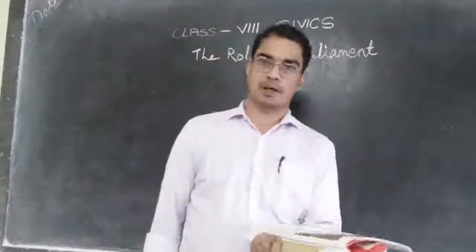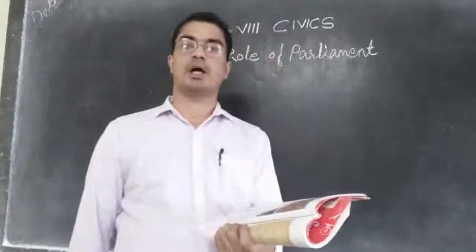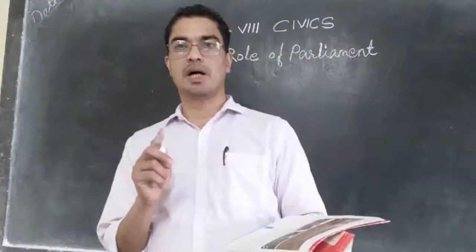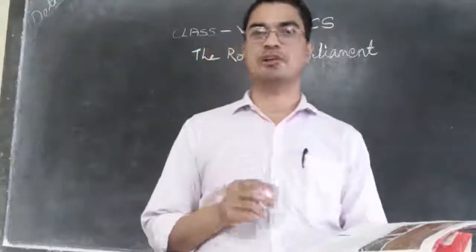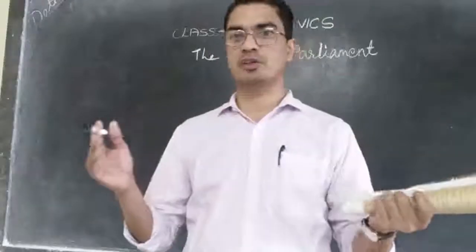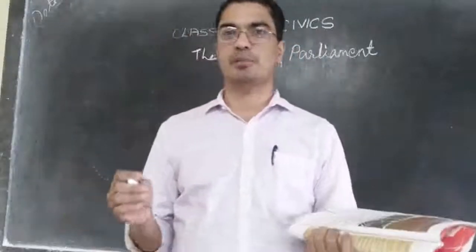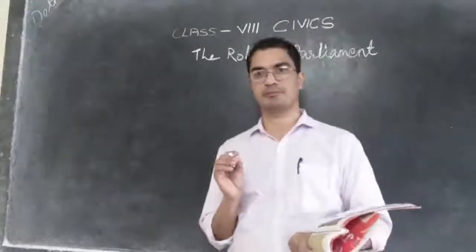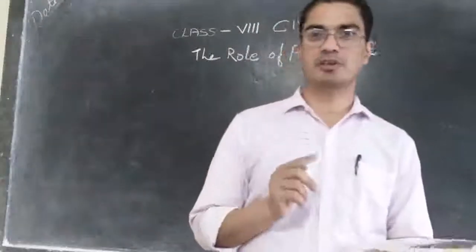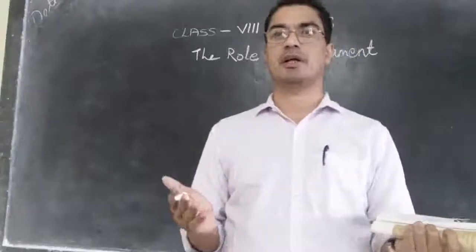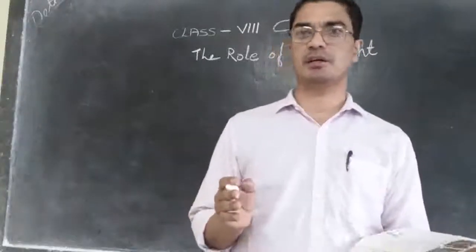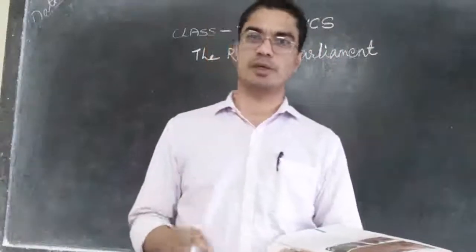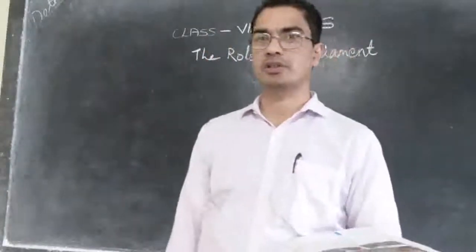So if there are 545 MPs, then one MP will have one constituency. So can you say in our country how many constituencies are there? How many parliamentary constituencies are there? How many MP constituencies are there? One MP will have one constituency each. Therefore, as there are 545 MPs, there will be 545 constituencies also. One MP will have one constituency.